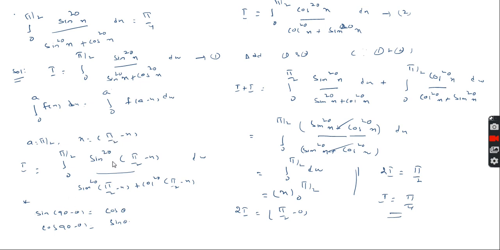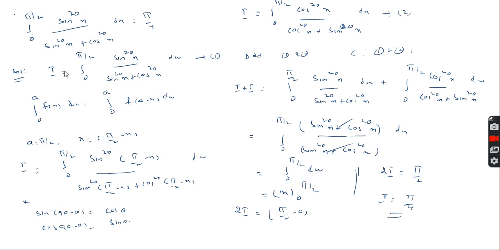We get that sin of 90 minus theta is nothing but cos theta, and cos of 90 minus theta is nothing but sin theta. So we get the integral from 0 to pi by 2 of cos^20 x by cos^20 x plus sin^20 x dx. Call this equation 2, and add 1 and 2.